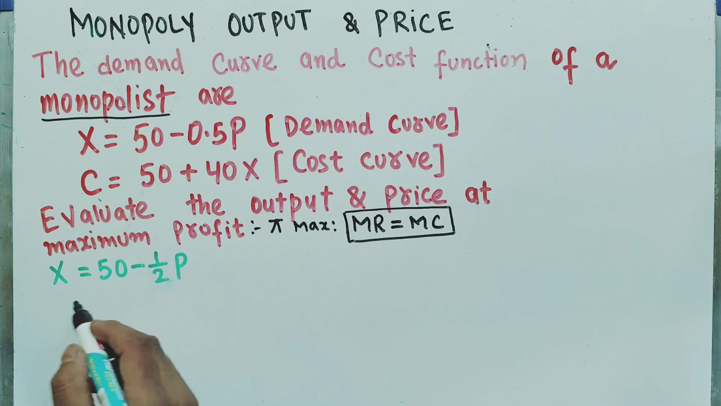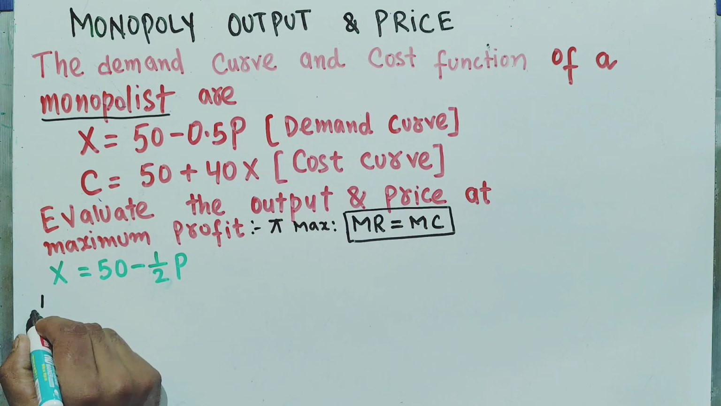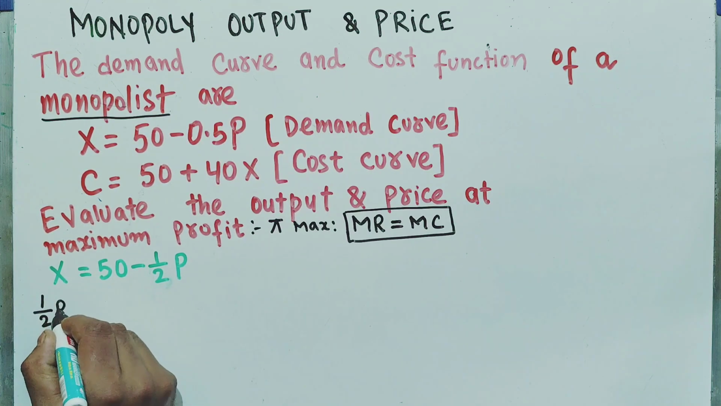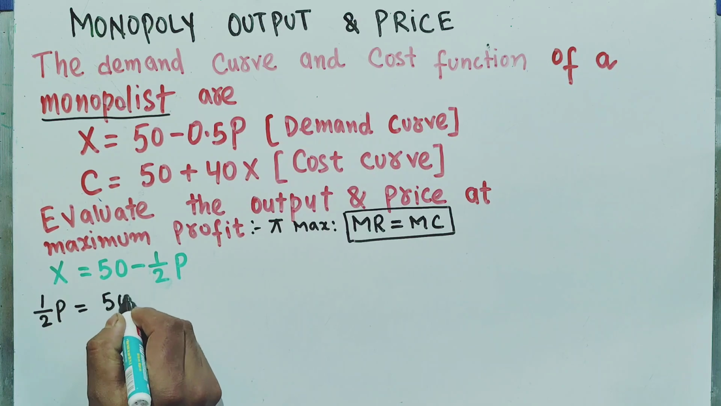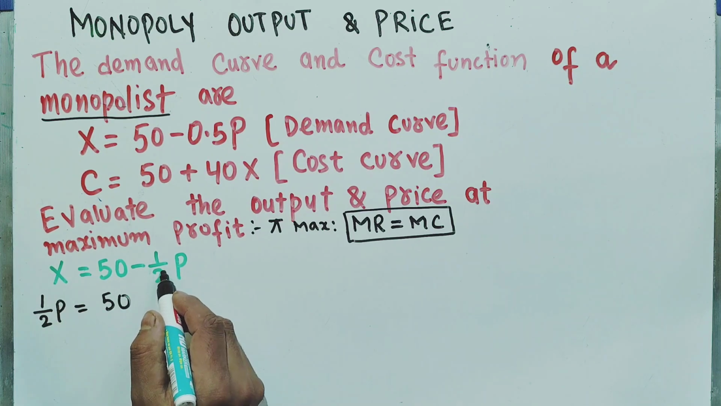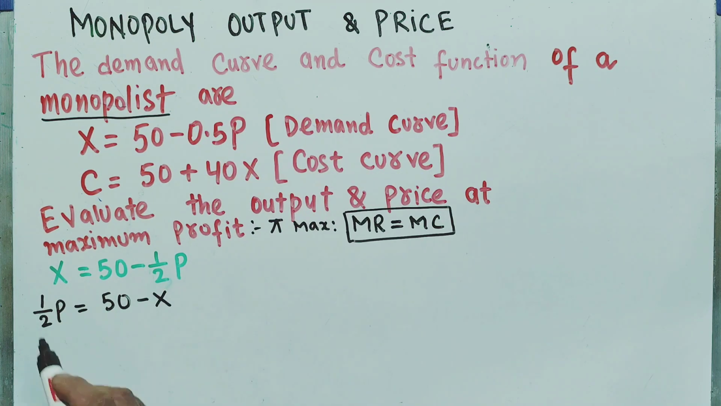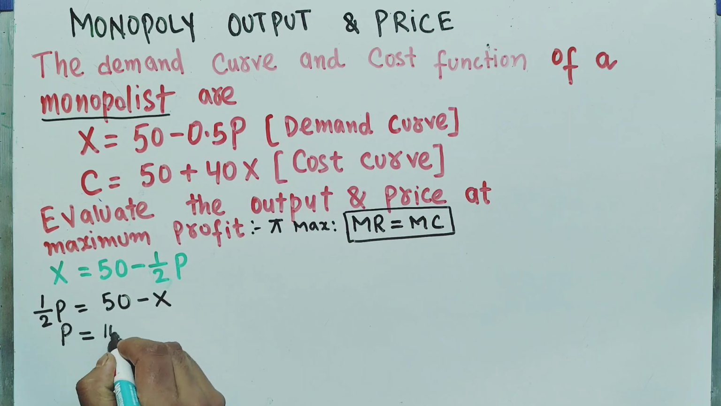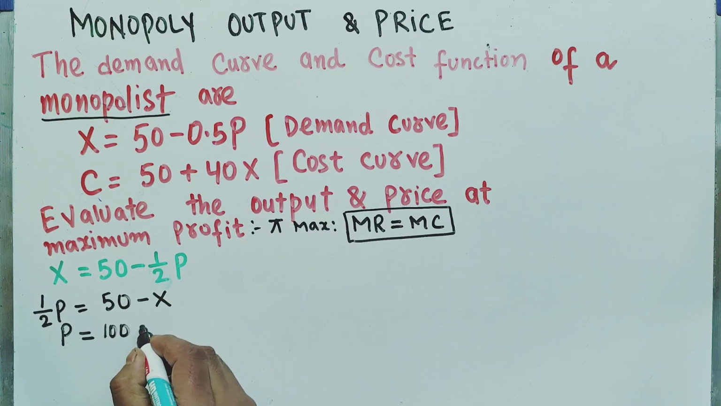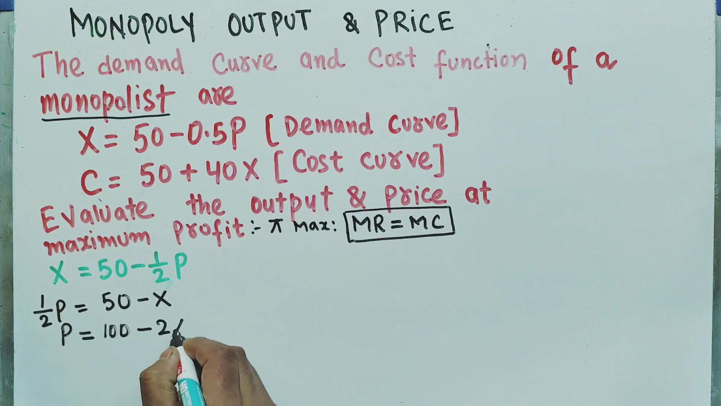Transposing this minus 1/2 p to the LHS, it will become plus 1/2 p is equal to 50, and this x transposed to the RHS will get subtracted. Now multiplying both sides by 2, so that the 2 and 2 get cancelled, p will be equal to 100 minus 2x. This is our inverse demand function.